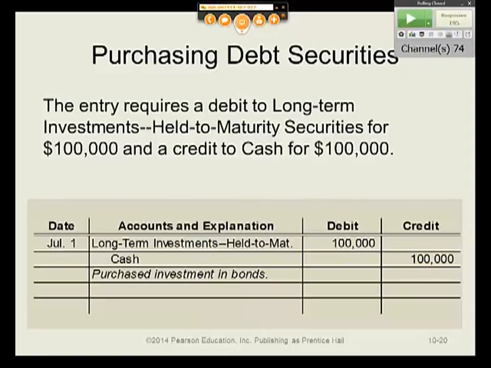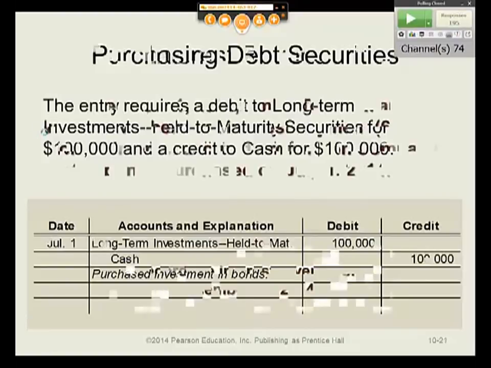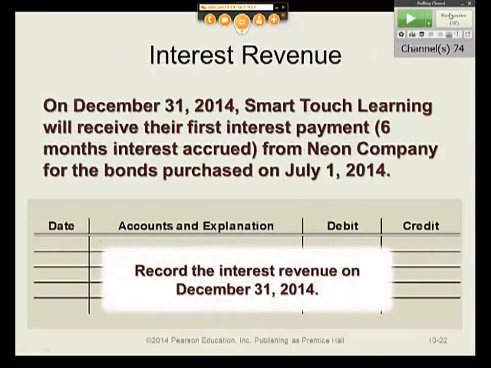All right. So now you bought the security on July 1. Now we have to worry about the interest. December 31st, we assume that they pay the interest. The problem here is that interest is only accrued for 6 months. So you have to remember that the interest is accrued for 6 months. On a timeline, you actually only held this for half a year. So you only held the asset for a half year.